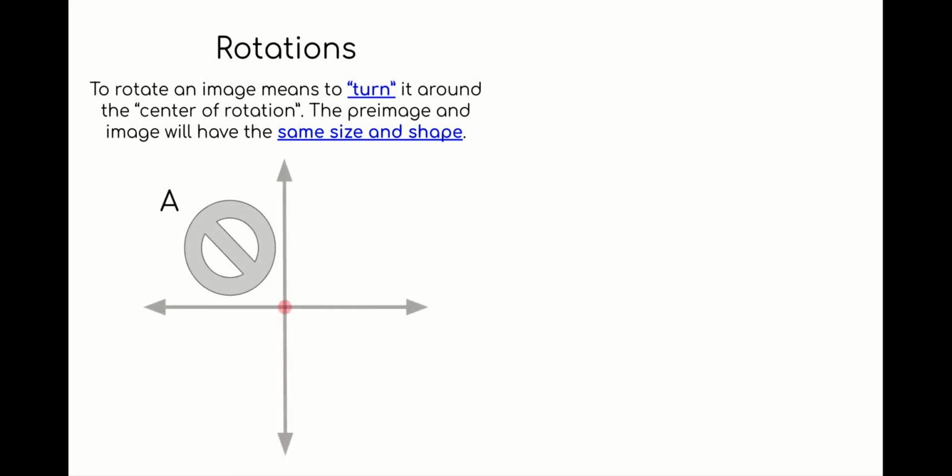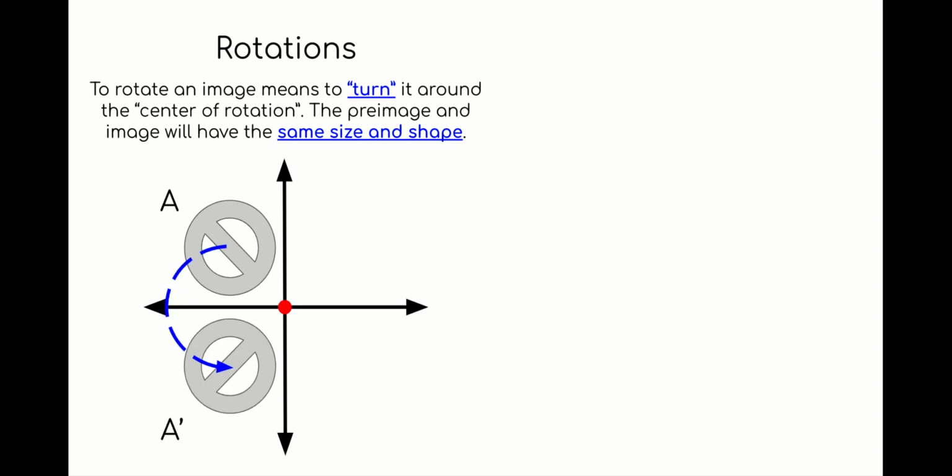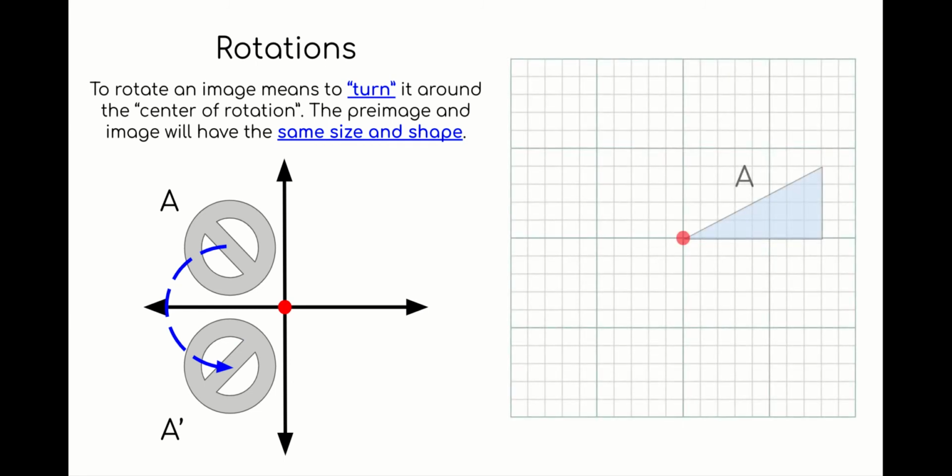All right, so rotation is the last of the three that we're going to talk about. To rotate an image means to turn it around the center of rotation. Center of rotation just means a point that's our home base sort of. And the pre-image and the image will both have the same size and shape. So we start with A, and that little red dot is going to be my center of rotation. And I'm going to rotate it, and I'll get A prime.